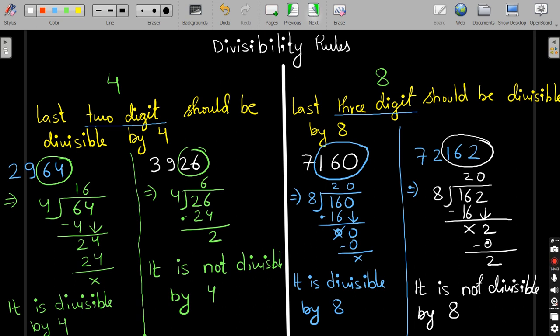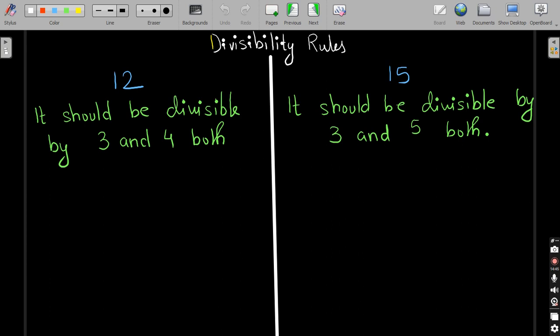Now let us move to the next slide, that is the divisibility rule of 12 and 15. For the divisibility rule of 12, the number should be divisible by both 3 and 4. Means whatever conditions we have learned for divisibility of 3 and 4, if both conditions are satisfied in the number, then only I will say that number is divisible by 12. And similarly, for the divisibility rule of 15, it should be divisible by both 3 and 5. Then only I can say the number is divisible by 15.